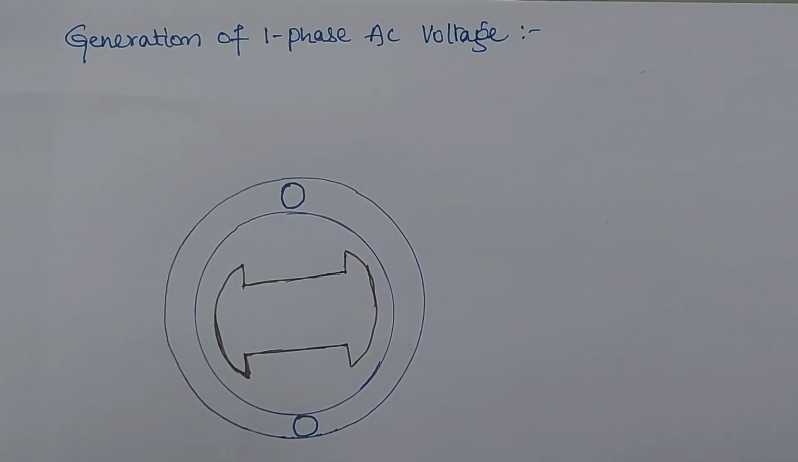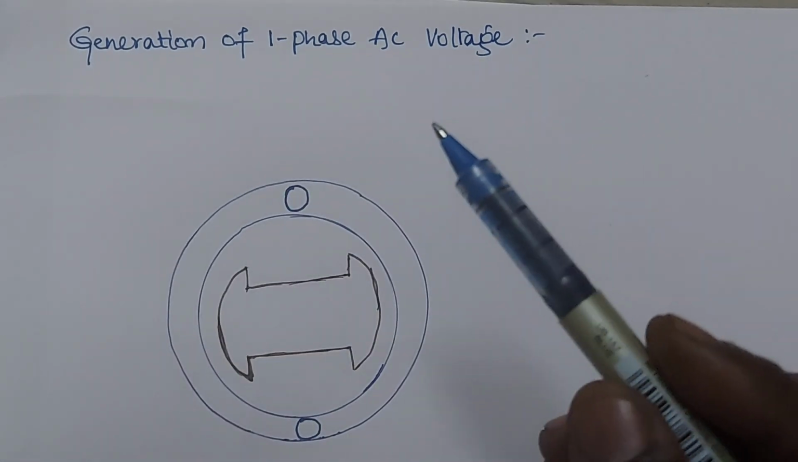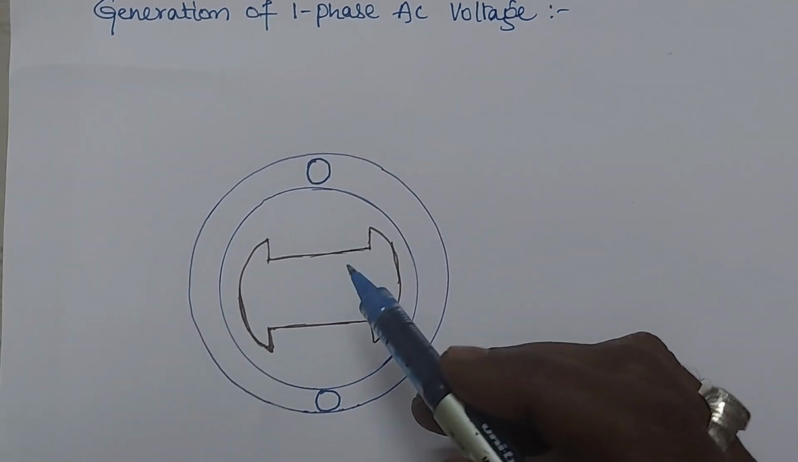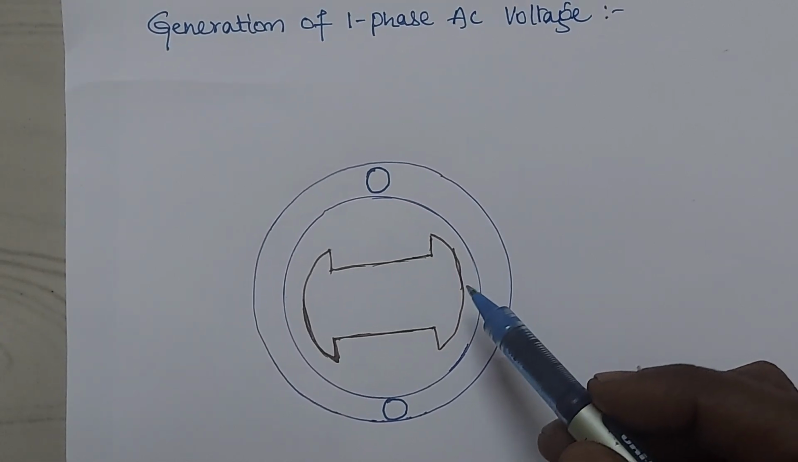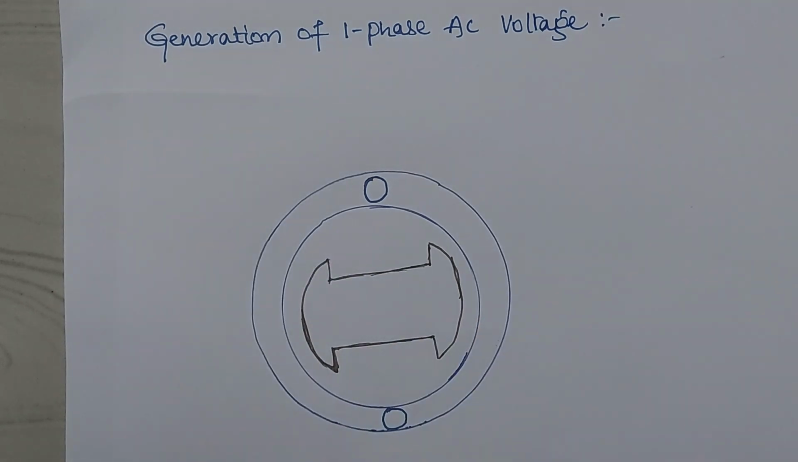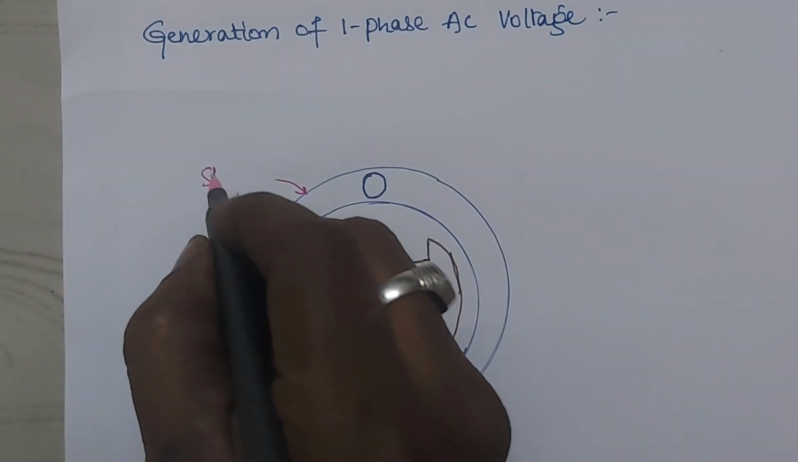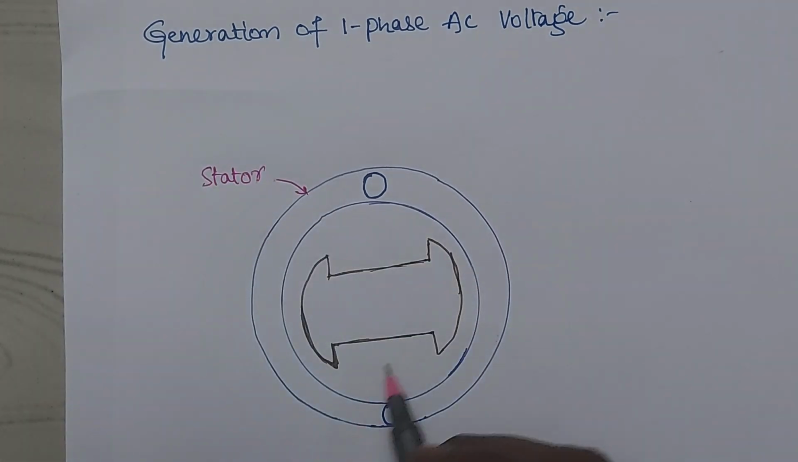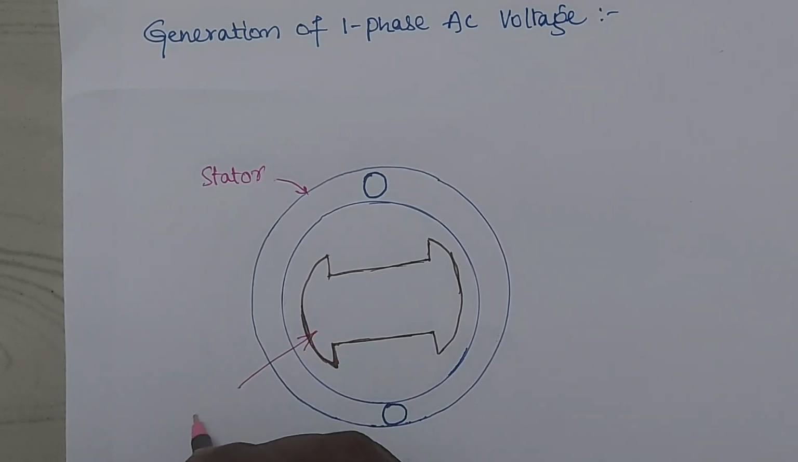Hi students, in this video lecture we discuss the generation of single phase AC voltage. Now here this is a generator view. In a generator there are two main parts. The one is a stator. Here I am going to show, this is a stator. And this one is a rotor. This is a rotor.